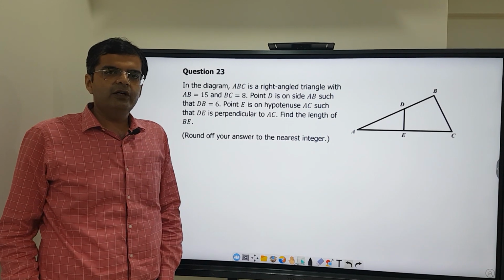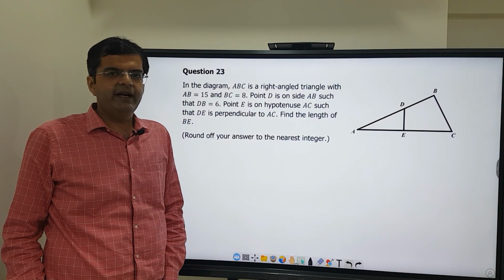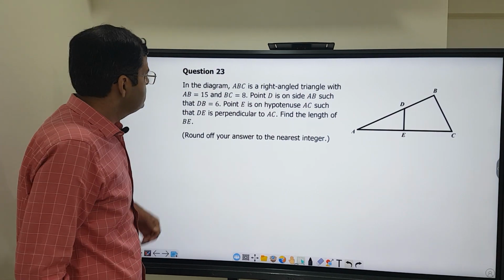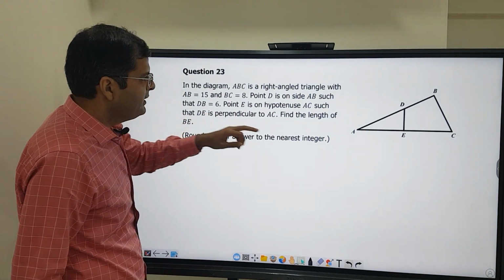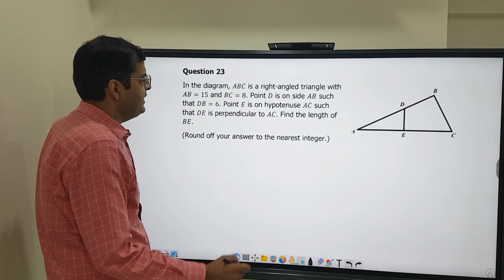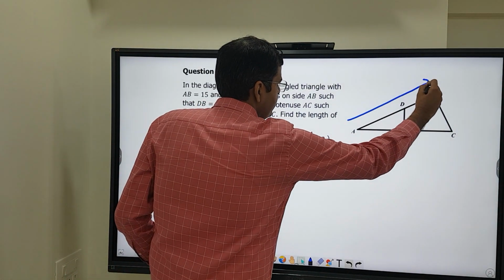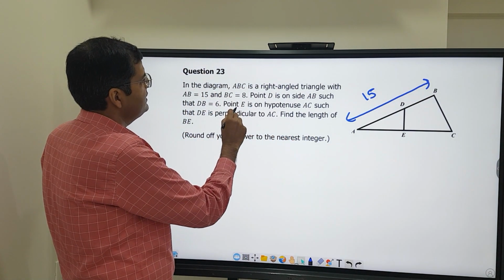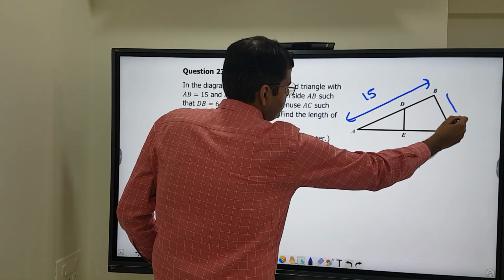So this is the 23rd question of the SASMO 2019 exam for grade 10 students. The question says, in the diagram, ABC is a right angle triangle with AB as 15. So AB is 15 and BC is 8.